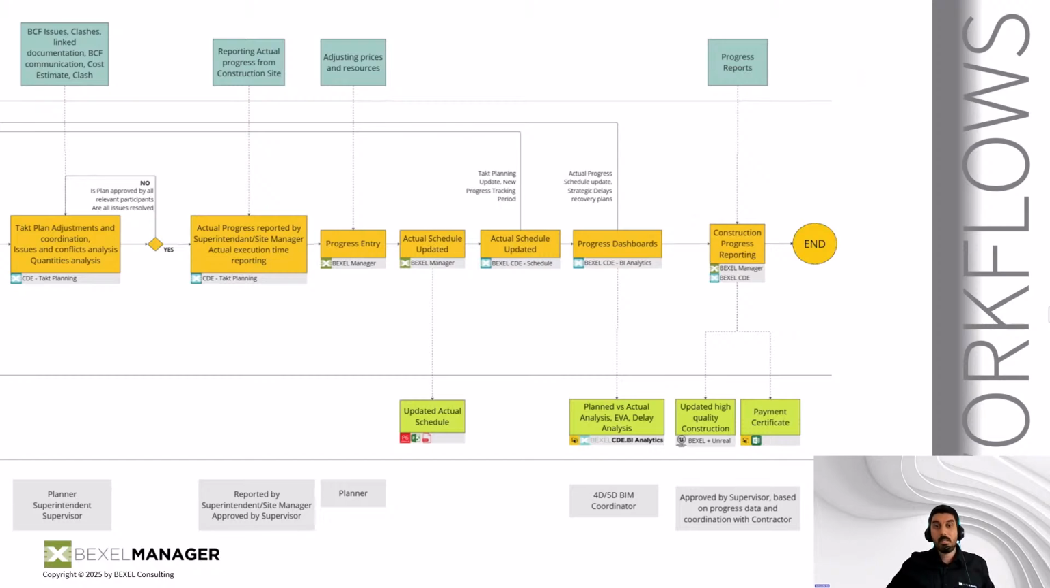How this actual schedule is updated from different points, how it is synchronized all together in the Bexel Manager, and then how it is updated and how the results and analysis are then shared within stakeholders, and how we at the end get the up-to-date organized schedule and up-to-date animations and up-to-date progress analysis that will help you in decision making process on your project.